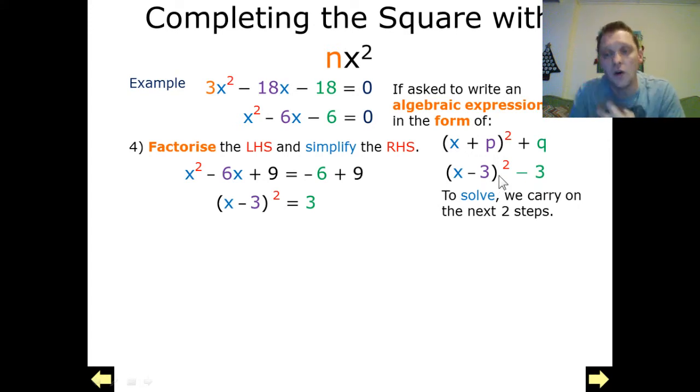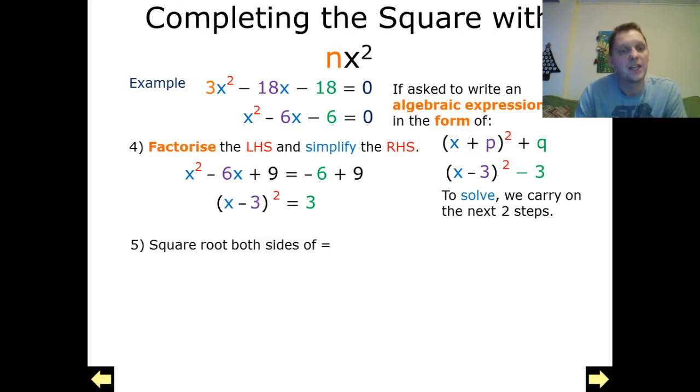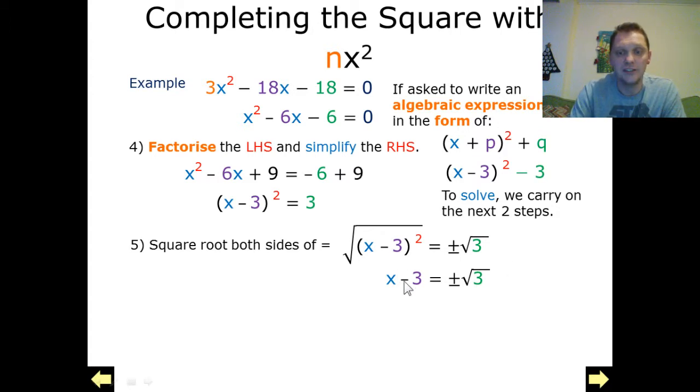Again, if we're looking to solve this, we are going to carry on to steps 5 and 6. Step 5, now we're going to square root both sides, which of course is going to leave us with x minus 3, because the squared will get cancelled out by the square root. And the right hand side just leaves it as plus or minus root 3, because our answer for the square root of 3 could be a positive or negative answer, so a plus or minus answer.